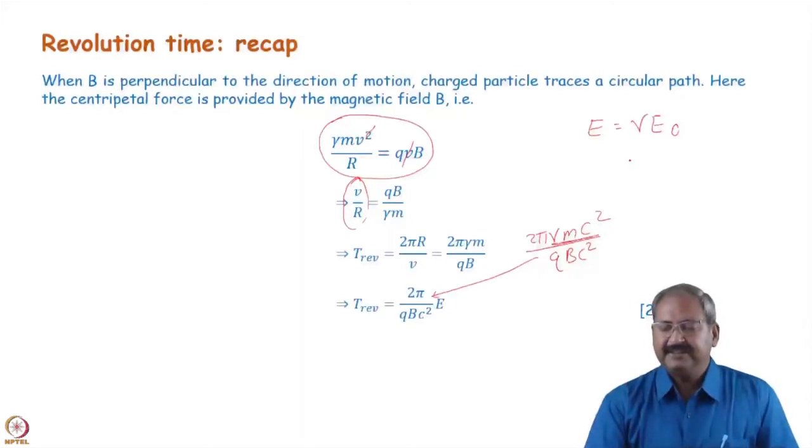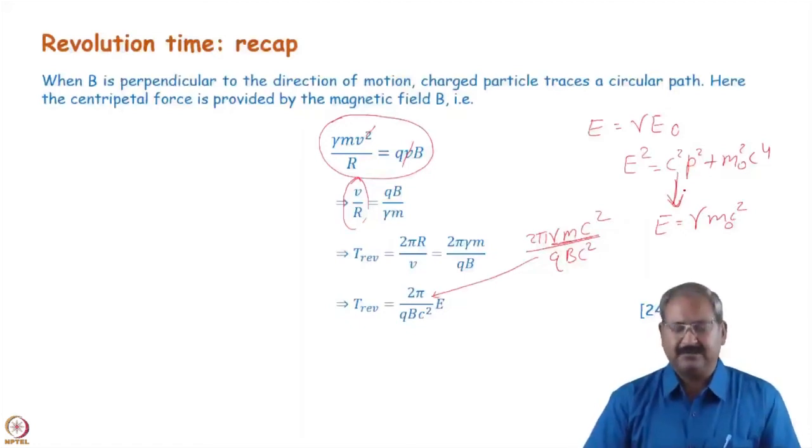Now there is an exercise for you. You know that E square is equal to c square p square plus m0 square c to the fourth. Obtain E is equal to gamma m c square using this relation. This is an exercise for you.